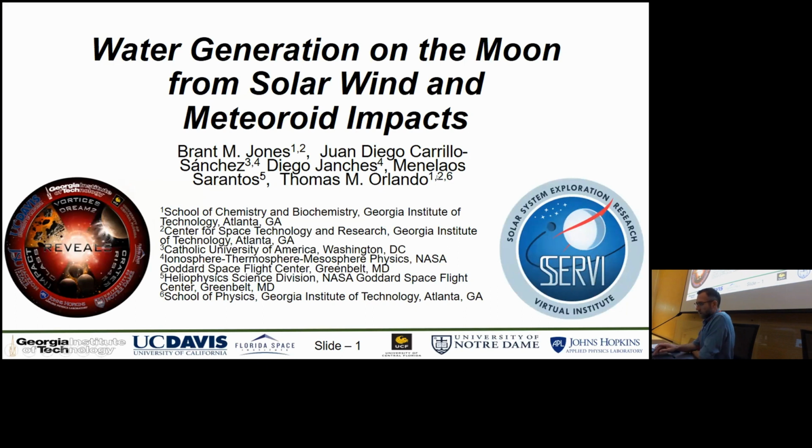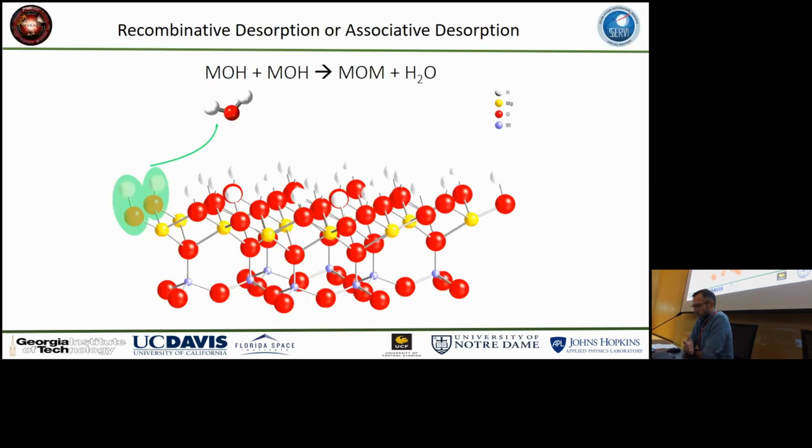I'm just going to jump right into it. Tom briefly mentioned this. This is recombinative desorption. This is the heart of the model that I'm going to present to you. Very simply, if you supply heat to this, you will form water through reaction of these surface hydroxyls.